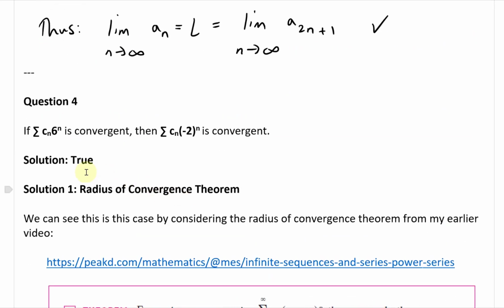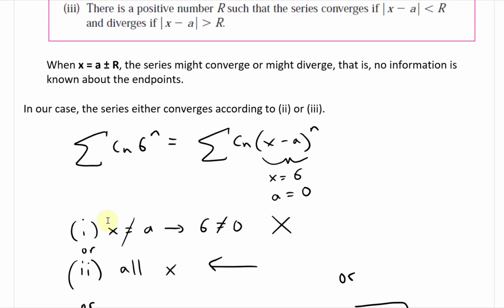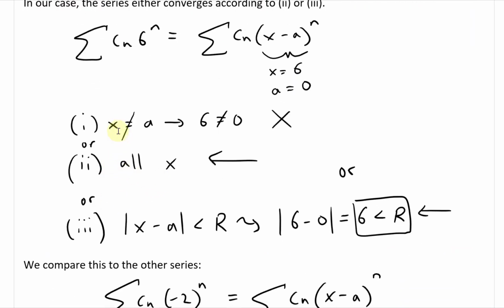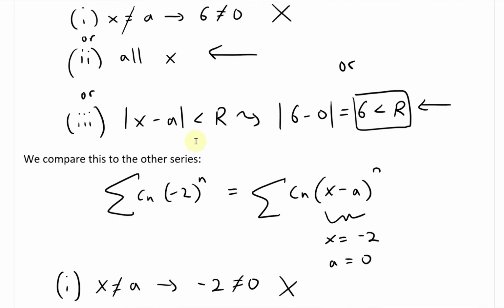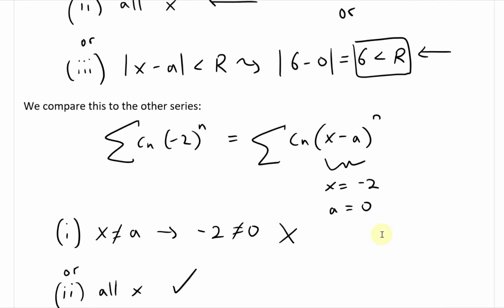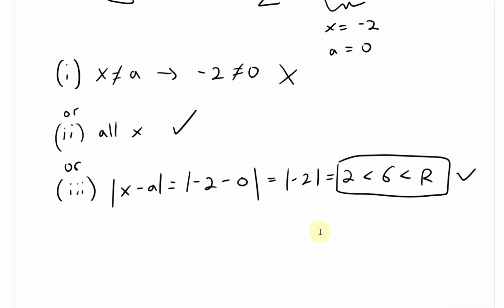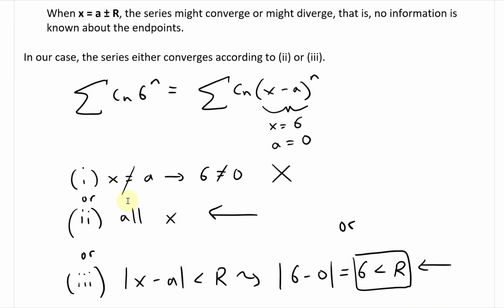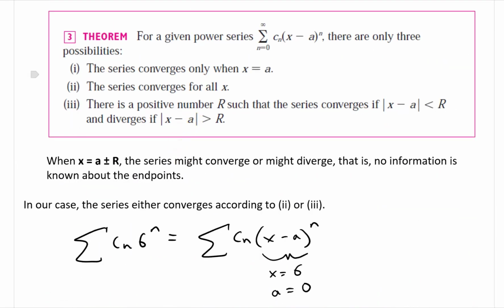So the statement is true. This is true because if this converges, then you have two cases: x is not equal to a, so we can't use that, but if it's all x, it converges. Or you have this scenario where 6 is less than r and 2 is less than 6. So then that converges. So then this is true. All right, so that was solution 1, and that used the radius of convergence theorem right here.